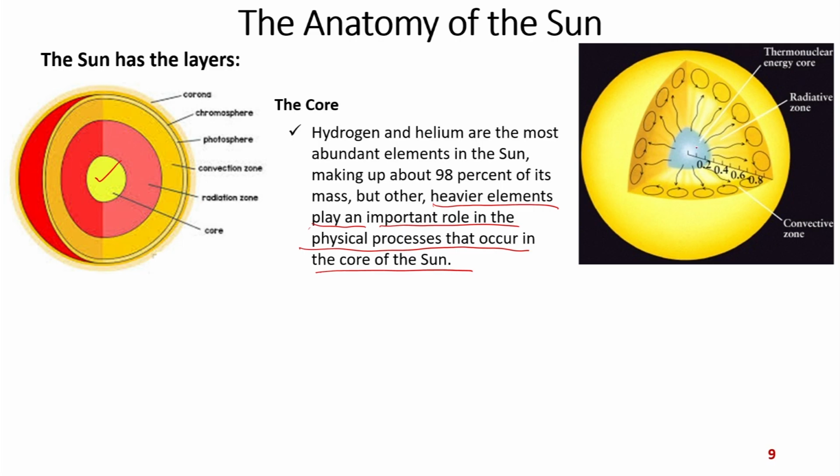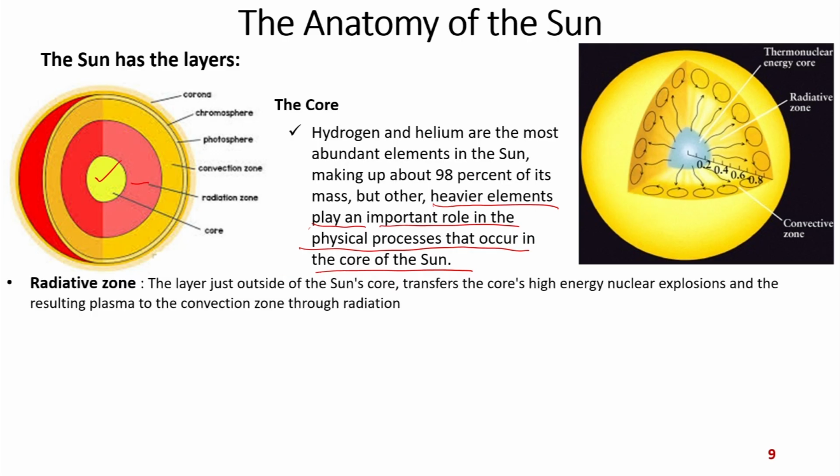So, you see this is the core, and in the core, because of the nuclear fusion, the mass is converted into very high energy. Basically, a nuclear explosion happens inside the core of the sun, and then that energy flows outward to a region called the radiative zone. This is the radiative zone. This layer is just outside the sun's core, and it transfers the core's high energy nuclear explosions and the resulting plasma. We will explain again what plasma is. We will be doing this one by one.